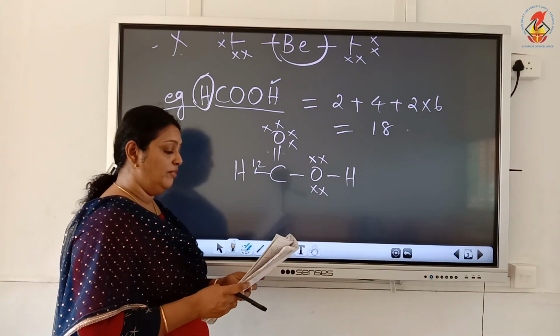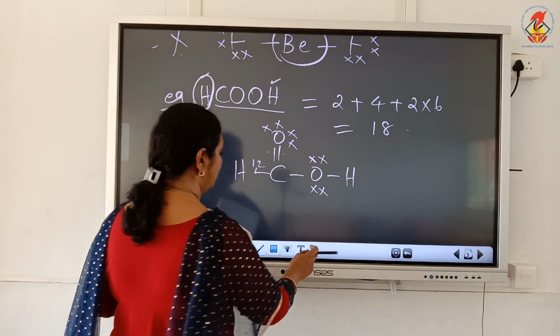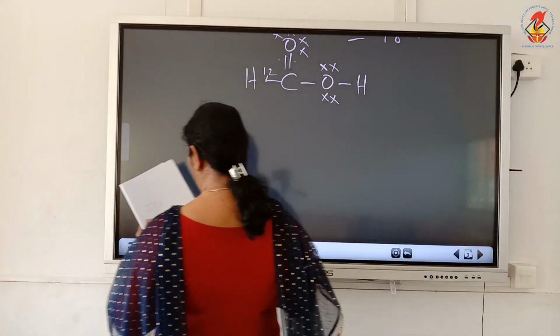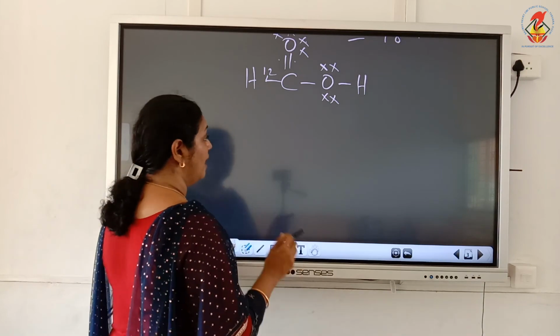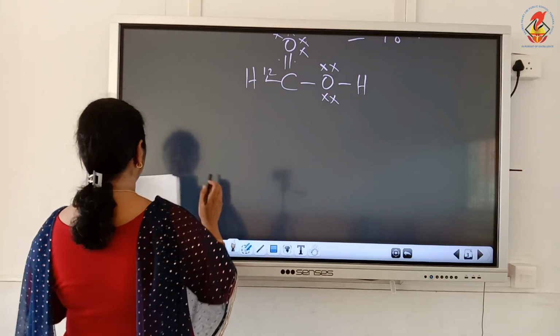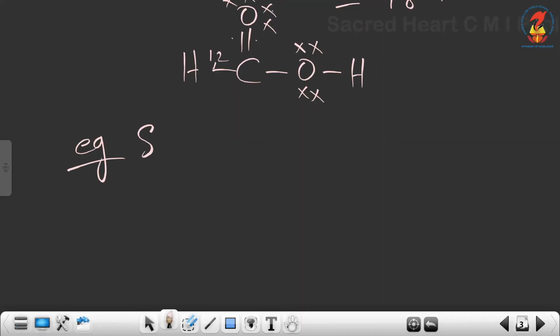So this is the Lewis structure of HCOOH. HCOOH name is methanoic acid. Now next we have the example SiCl4, silicon tetrachloride.